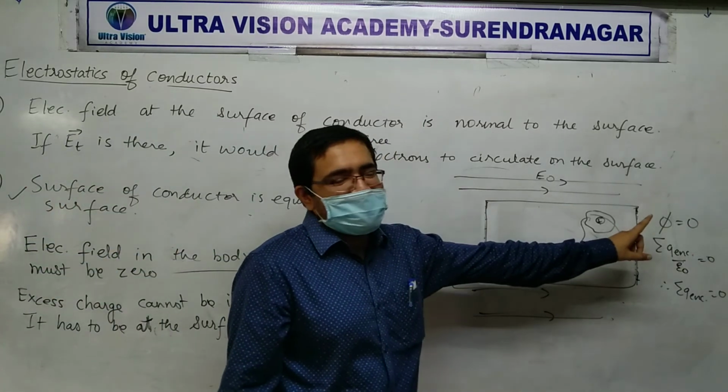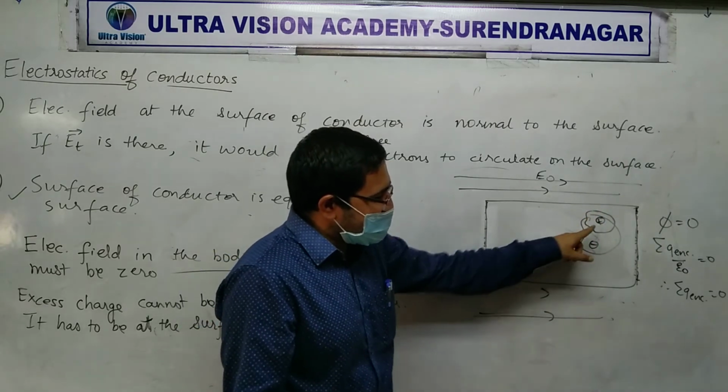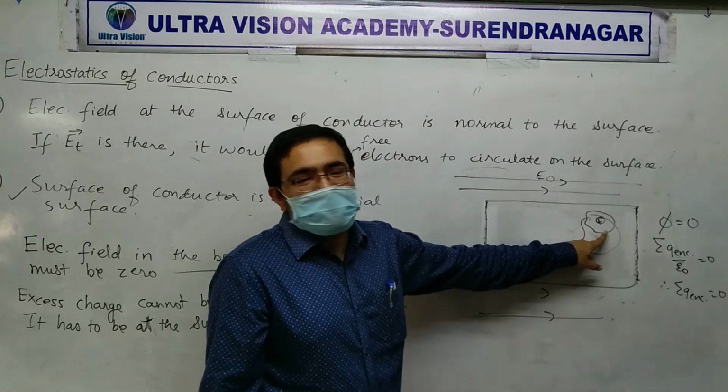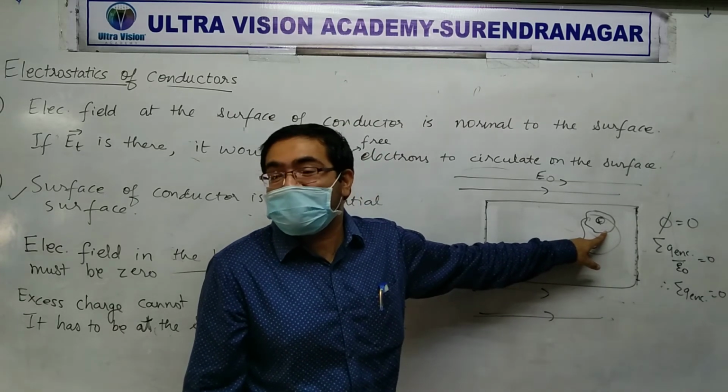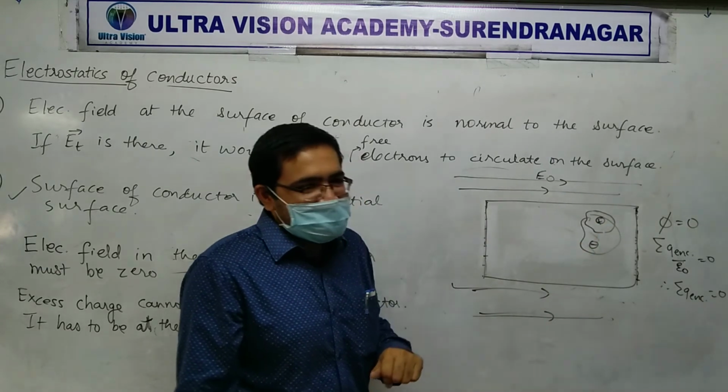Because electric field is not there. So if you keep such a charge distribution, and if I draw a Gaussian surface like this one, a smaller one, then the flux should not be zero. It's a contradiction. Yes or no? Yes.